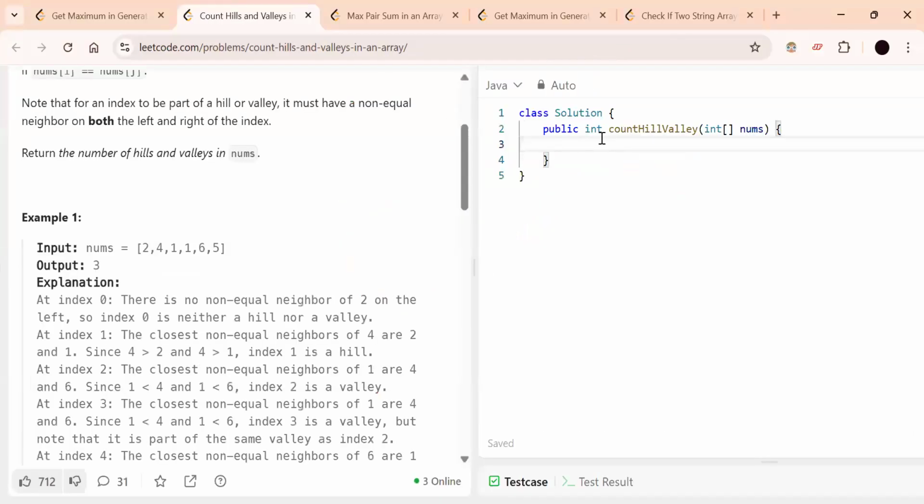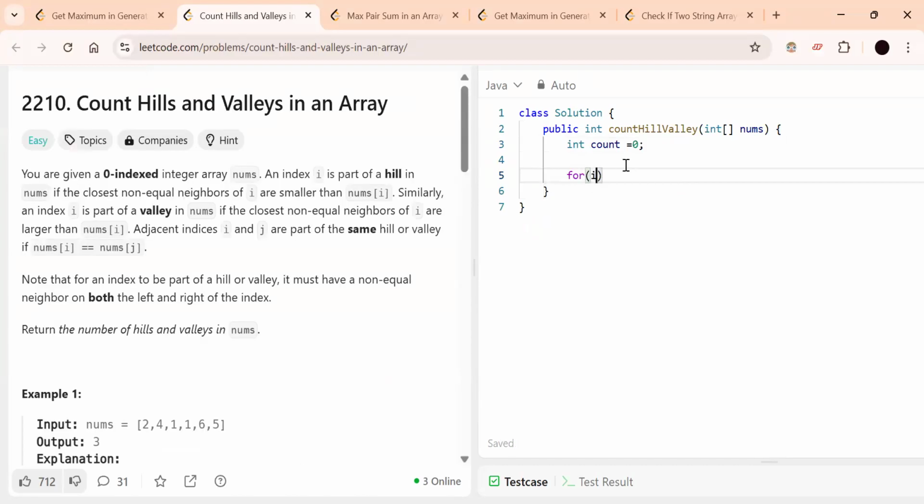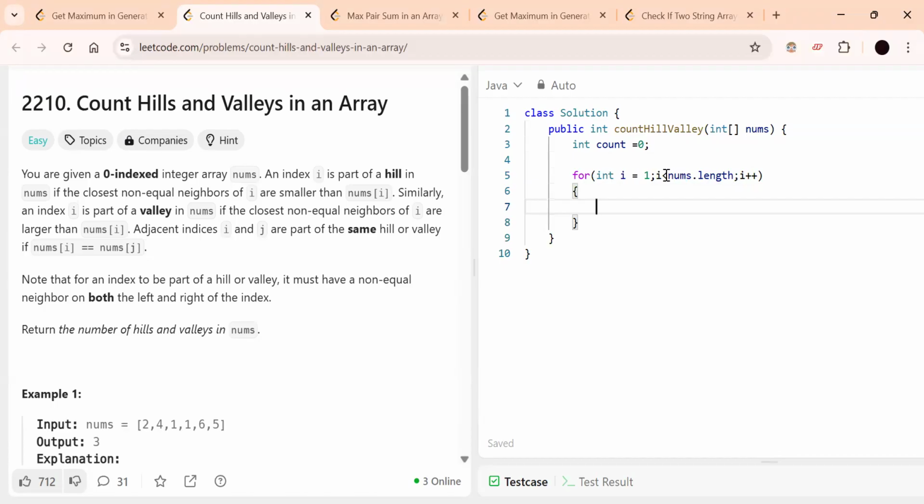Now let's write the code for this. We need to have a count here, which is 0. Now we need to iterate on the numbers. Int i equals to, from where we will start? The 0th index is not valid, so we start at 1. i less than nums.length, i plus plus. The last value is also not mandatory to go.